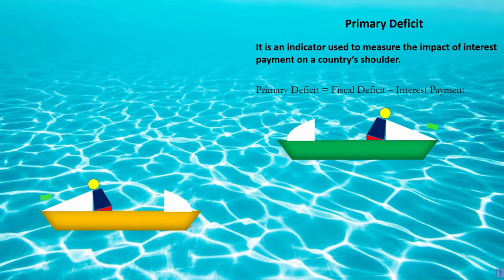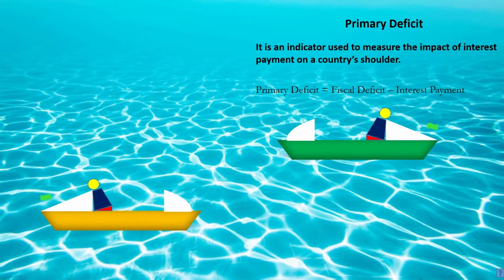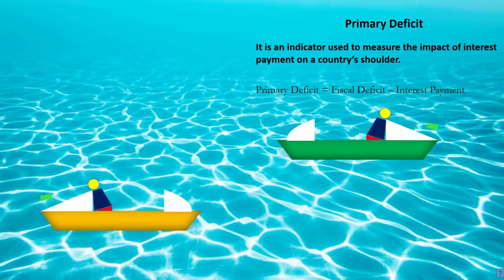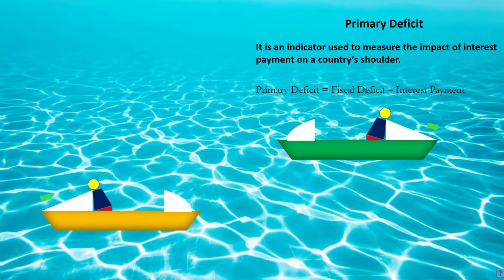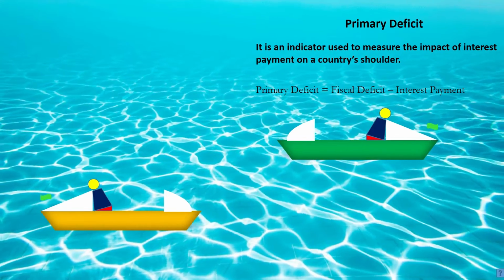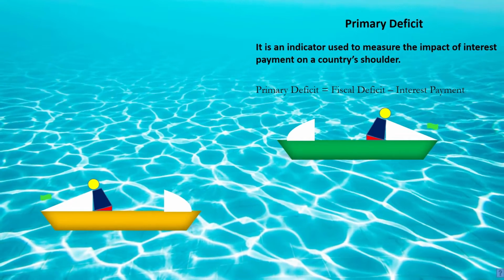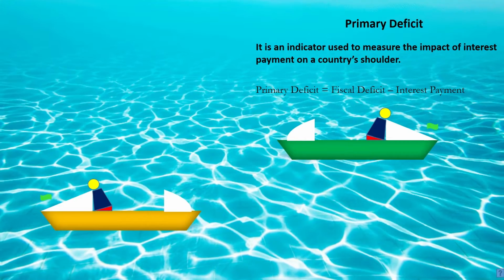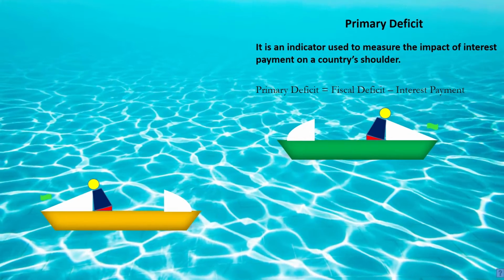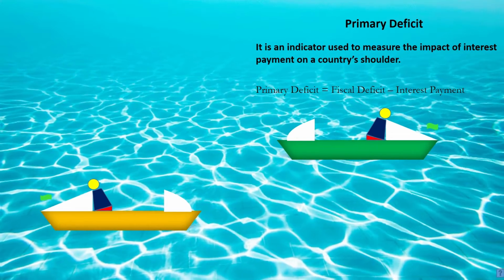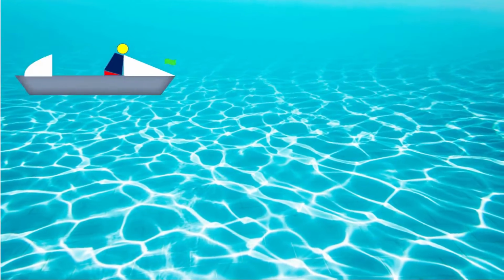3. Primary deficit. It is an indicator used to measure the impact of interest payment on a country's shoulder. It shows the government needs to borrow money for its actual expenses rather than paying the interest on previous borrowings. The higher the primary deficit, more the country will be in the debt trap.